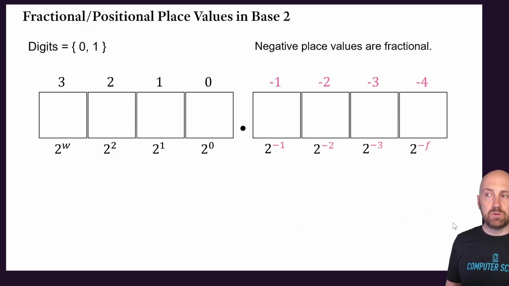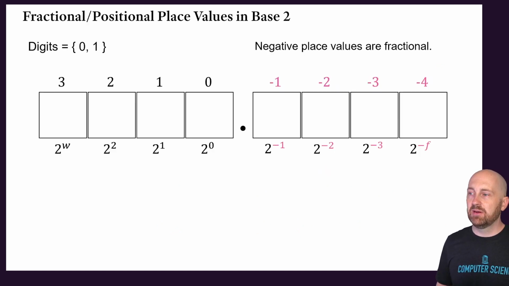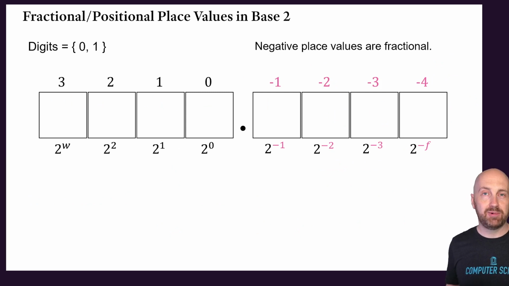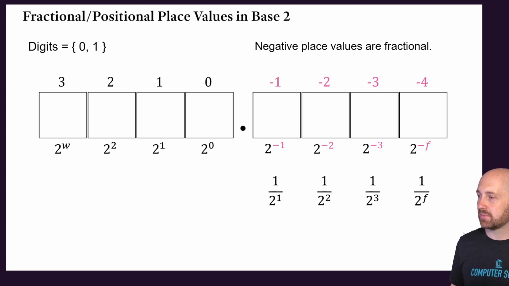So in base 2, we're going to apply the same logic, but rather than raising 10 to the power of 1, 2, and 3, or after the fractional decimal point, saying 10 to the negative 1, 10 to the negative 2, we're saying 2 to the negative 1, 2 to the negative 2, 2 to the negative 3, and so on. And our only digits that we have available to us are 0 and 1, right?